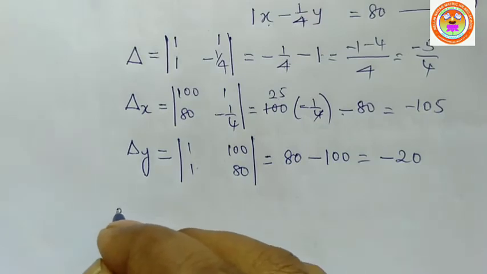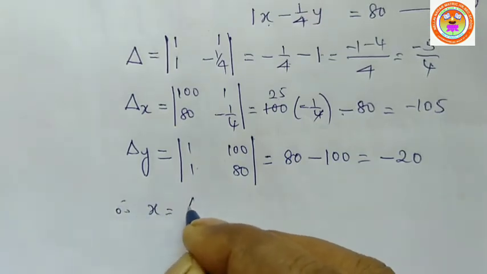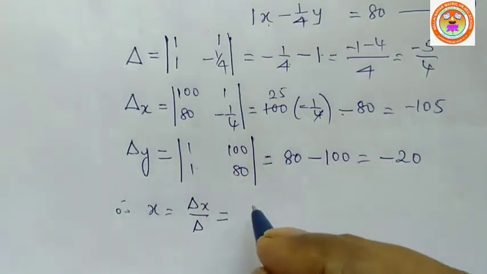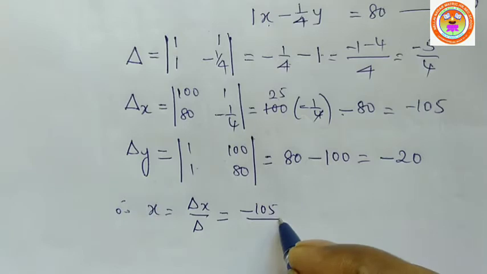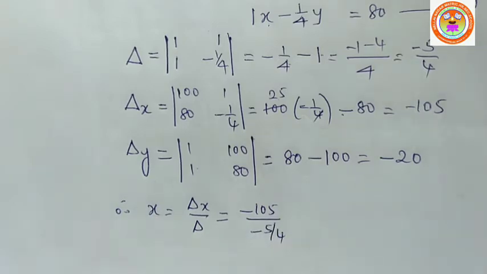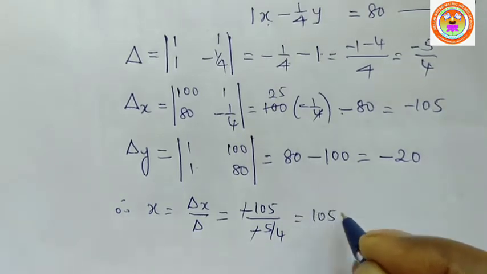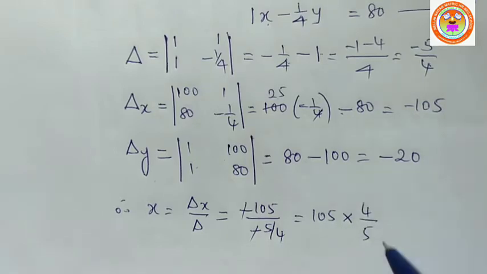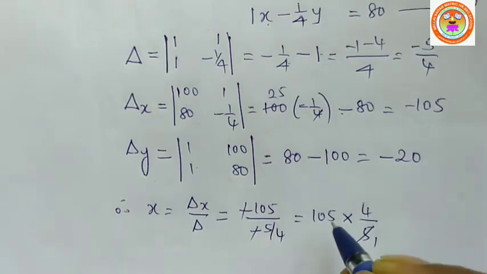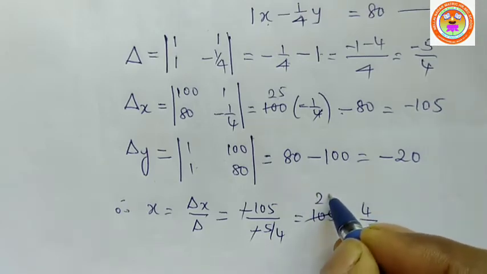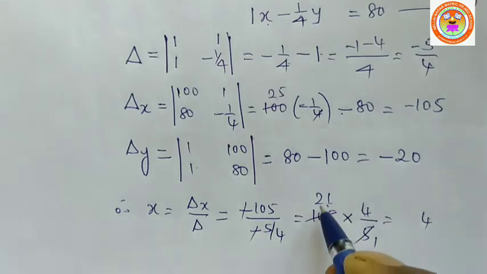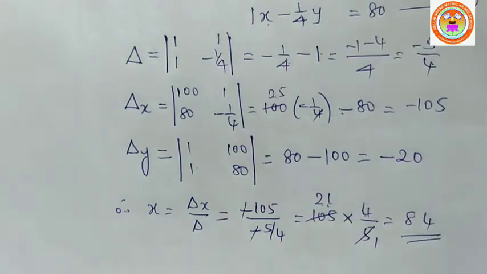So what is x? x is equal to delta x by delta. Delta x means minus 105, divided by minus 5 by 4. Minus cancels. So 105 into the reciprocal of this fraction, that means 4 by 5. 5 ones are 5, 2 5s are 10, again 5 ones are 5. 21 times 4: 4 ones are 4, 2 4s are 8. 84.